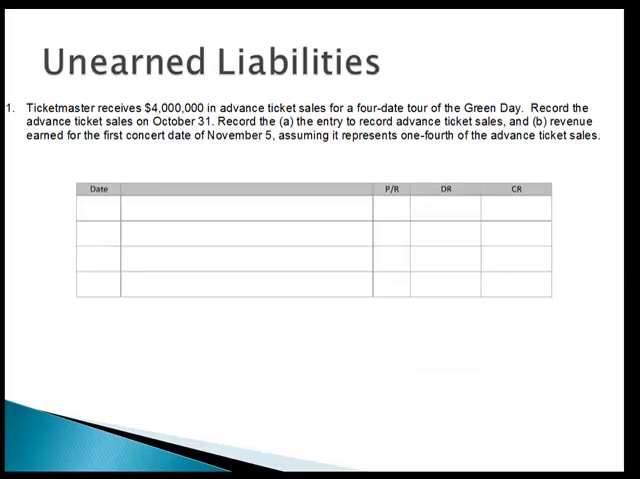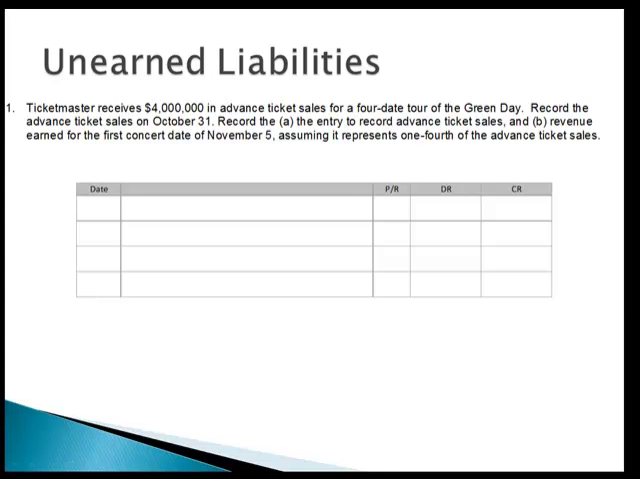All right, so unearned liabilities are the next thing that we're going to do, and this should be a refresher to you. We've learned about unearned liabilities. So let's just do this journal entry, and I believe this is from your handout. Ticketmaster receives $4 million in advanced ticket sales for a 4-date tour of Green Day. A, record the advanced ticket sales on October 31st, and B, record the revenue earned for the first concert date of November 5th, assuming it represents 1/4 of the advanced ticket sales.